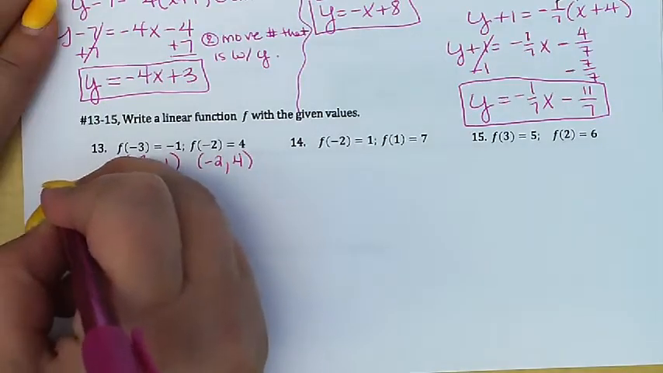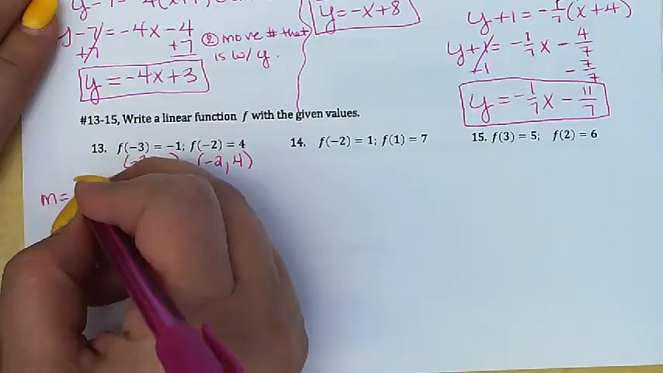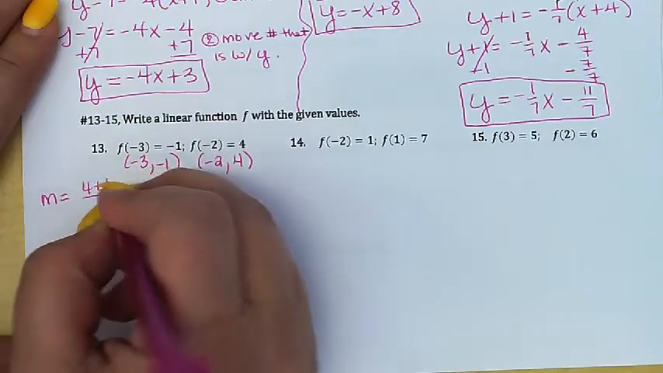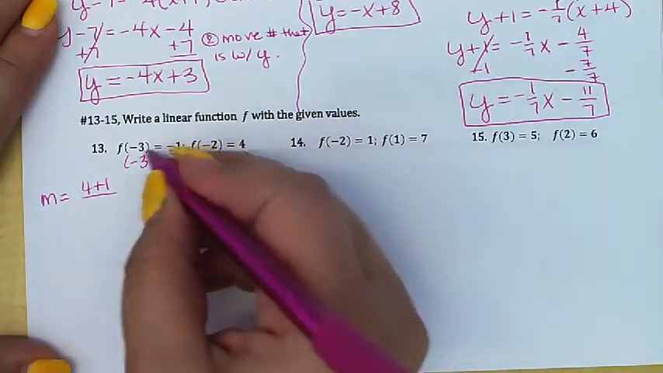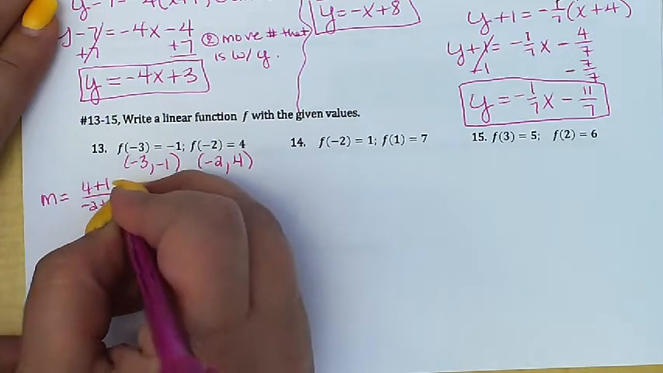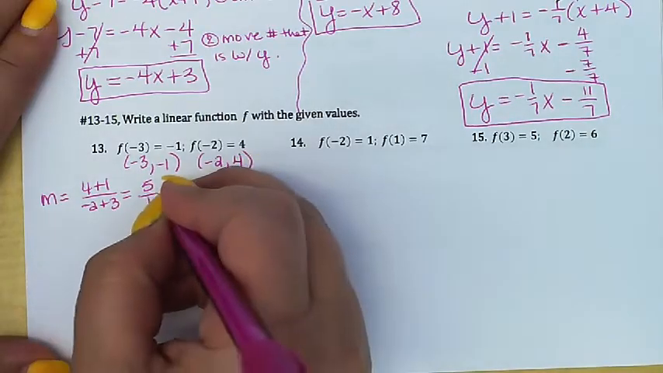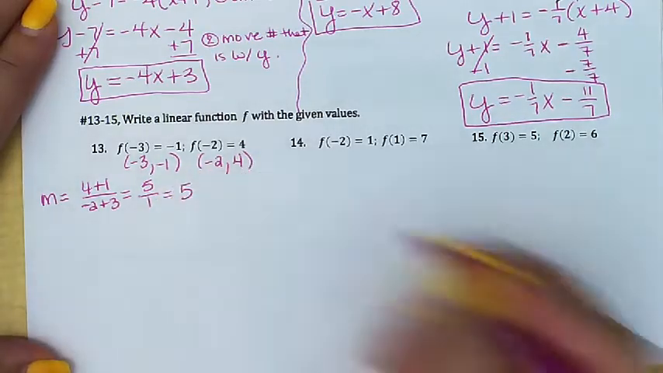We just find the slope. We always need the slope, no matter what. So 4 minus a -1 is 4 plus 1. -2 minus a -3 is -2 plus 3. And for me, that's 5/1, or just a slope of 5.